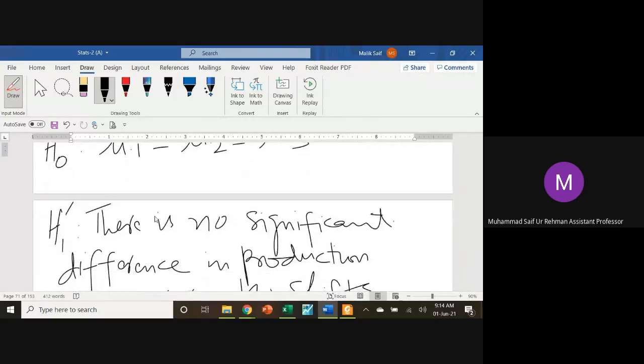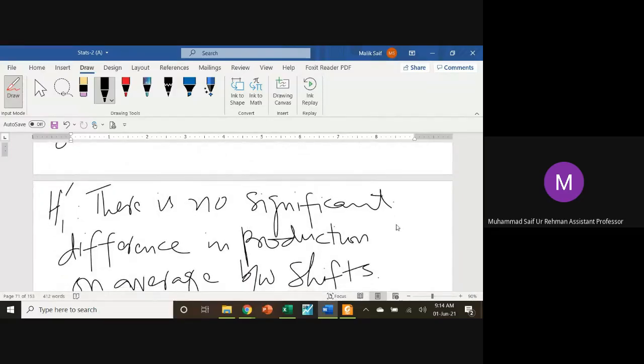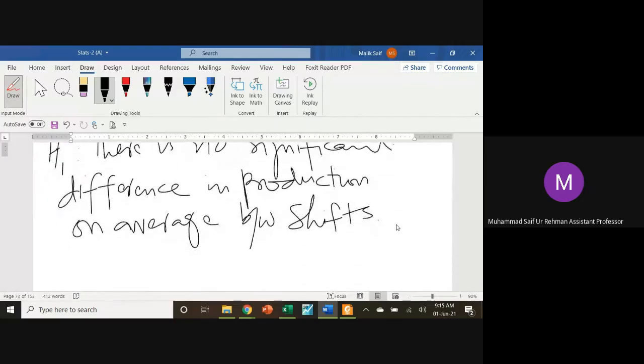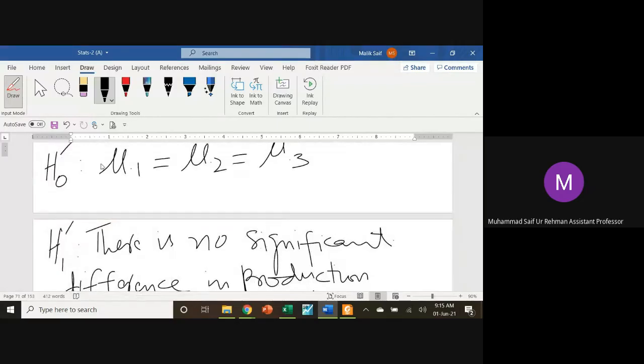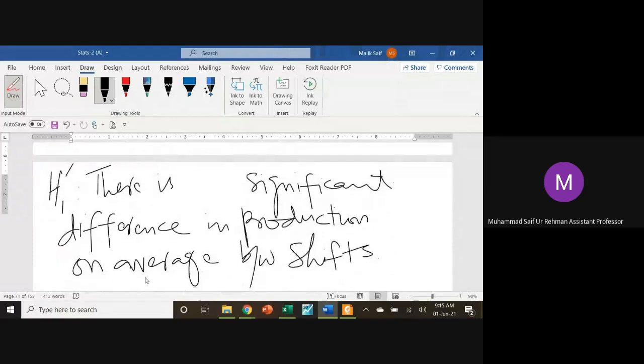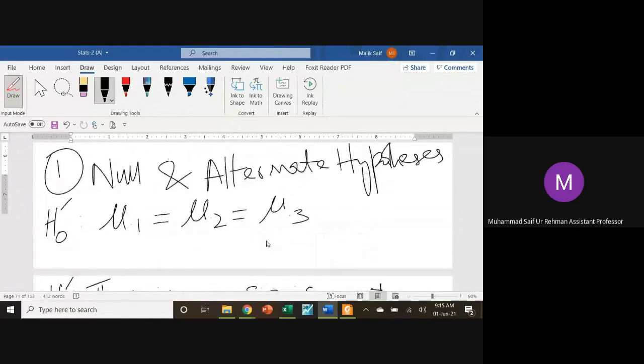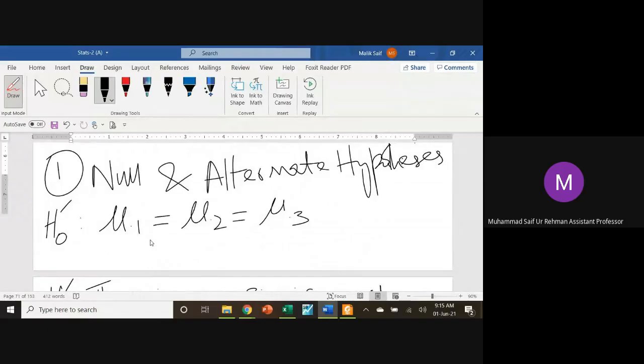No, this is not the statement. There is significant difference in the production on average between shifts. The word no is for the null hypothesis. Let me correct it. This word no is not there. The alternate hypothesis is that there is significant difference in the production on average between shifts. And if you see this, as equality sign is there, it means that there is no significant difference between the shifts.